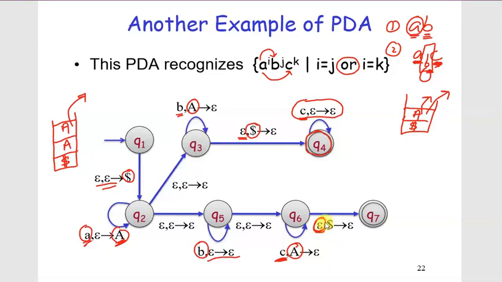until there is no more C, or we finish reading the string. At the same time we find that in the stack there is only the dollar sign symbol, and then we will go to the accept state.